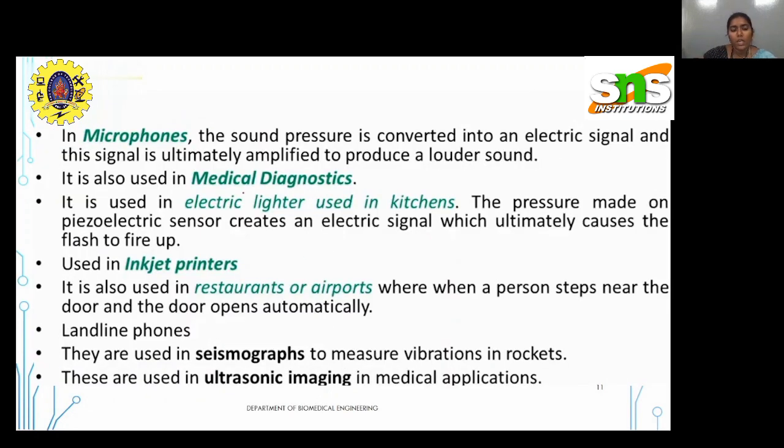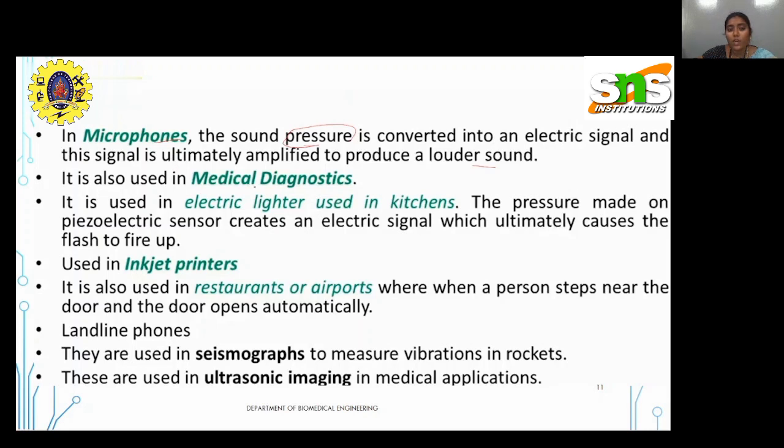Next, we will see the applications of the piezoelectric transducer. One well-known application is the microphone. Here the sound pressure, which is a non-electrical parameter, is converted into an electrical signal and then amplified to produce a louder sound. The principle of converting sound pressure into an electric signal is the piezoelectric effect, the basic principle employed in microphones.